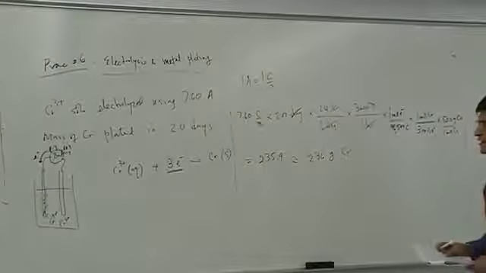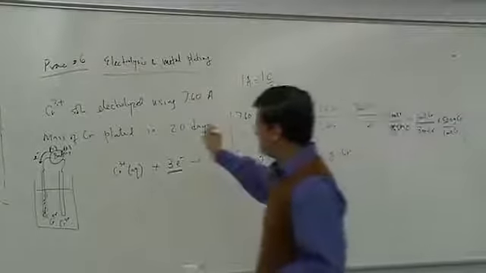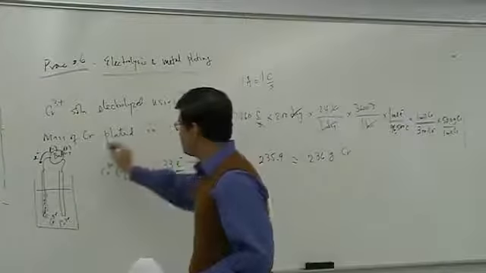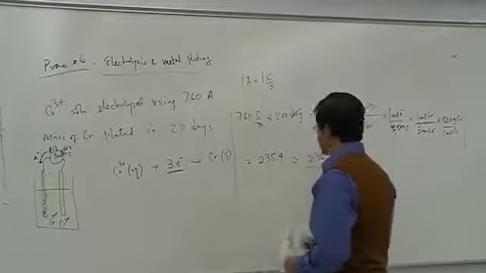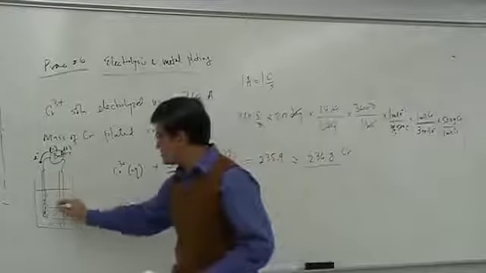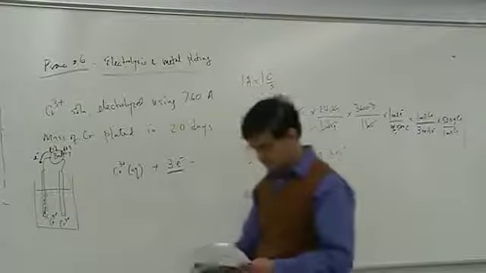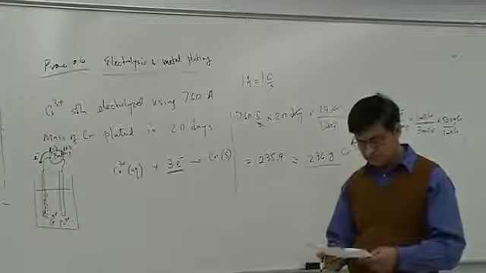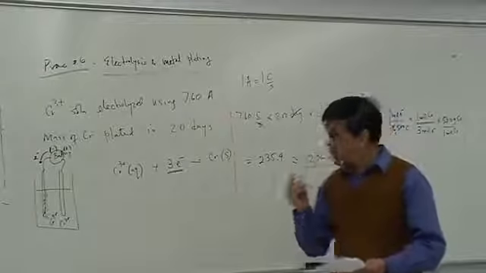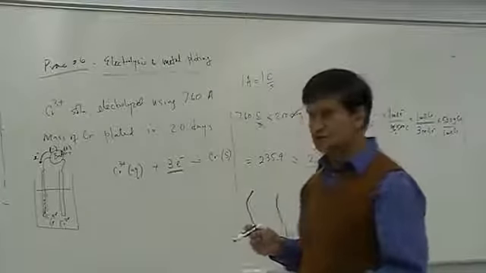So, if you pass electricity of 7.60 ampere for 2 days, you're going to plate out 236 gram of chromium around this metal. So that's the answer to this question. Now we're going to begin practice problem number 7.